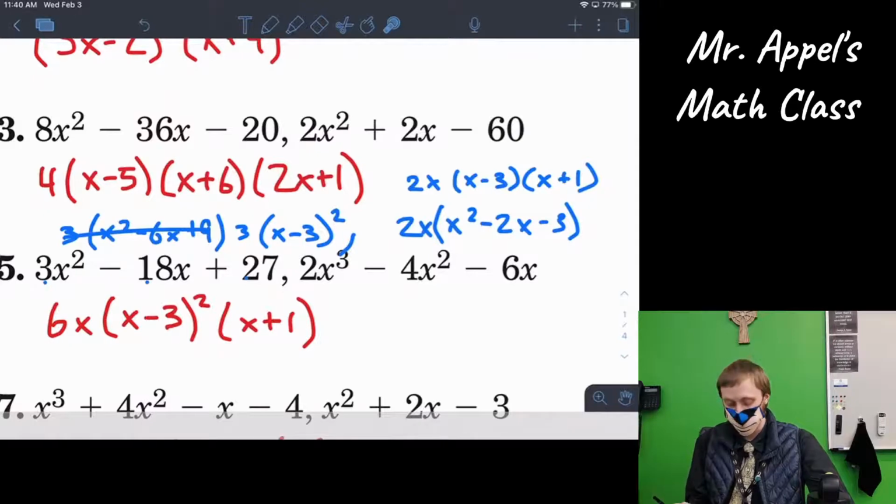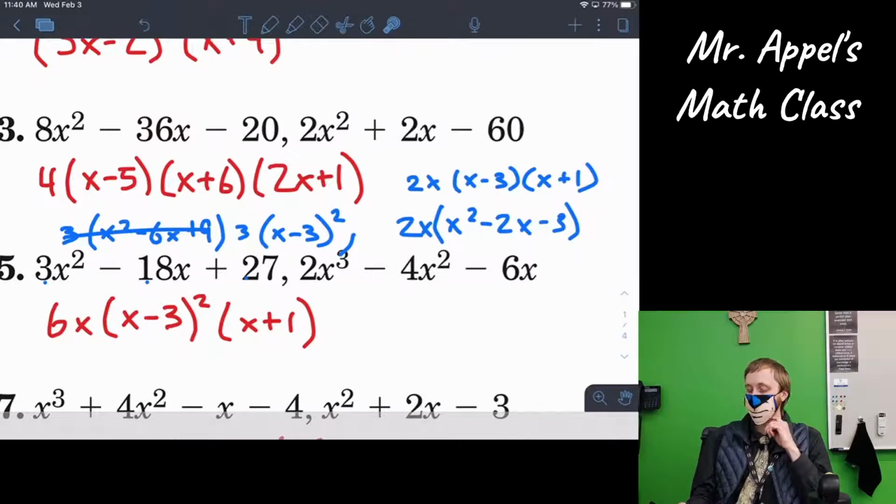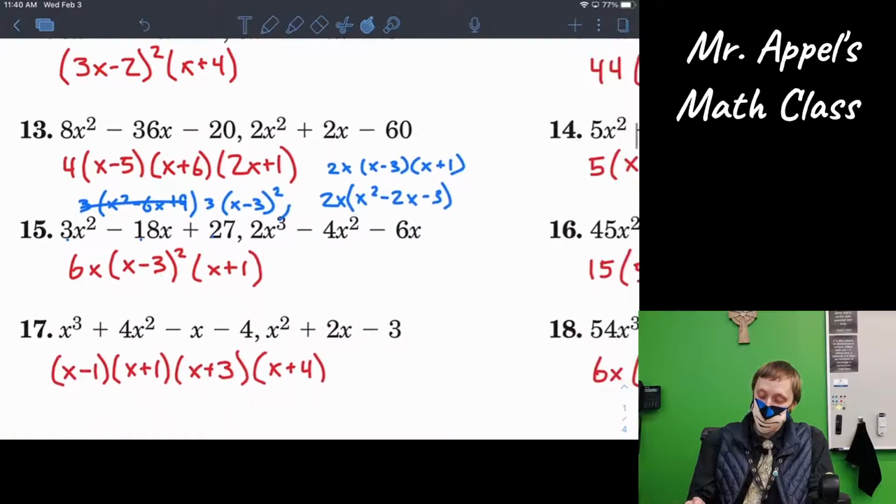I didn't write the x after the 6. Oh, yeah, you missed the 6x because the 2x, you've got to factor out that x, and then it's here. Yep. It's always a tiny little thing, right? This is why we practice.